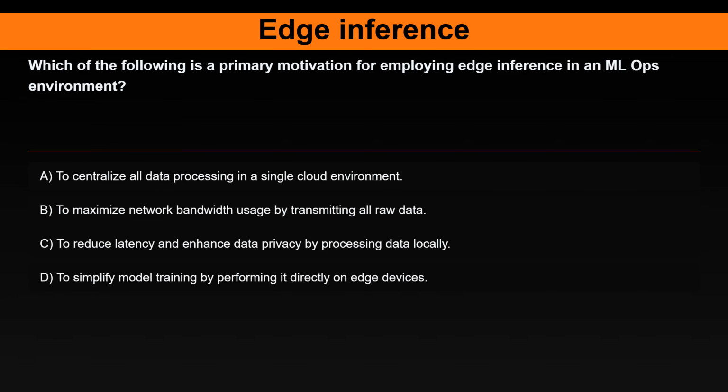Question 13. Which of the following is a primary motivation for employing edge inference in an MLOps environment? Option A. To centralize all data processing in a single cloud environment. Option B. To maximize network bandwidth usage by transmitting all raw data. Option C. To reduce latency and enhance data privacy by processing data locally. Option D. To simplify model training by performing it directly on edge devices.